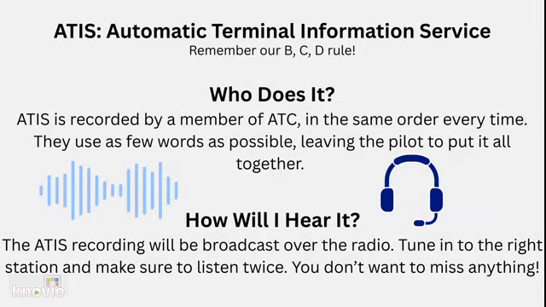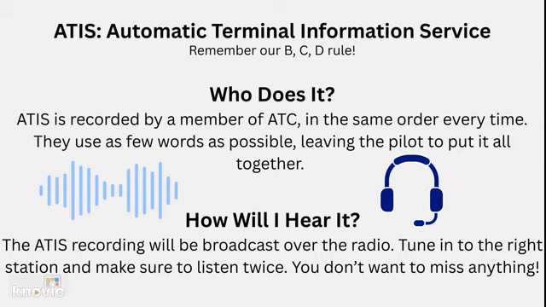ATIS stands for Automatic Terminal Information Service. Automatic is a bit misleading. In most cases, it's going to be recorded by a member of ATC. As pilots, we appreciate that because it means a real person has checked in and made sure the information broadcast is accurate. It is broadcast over the radios in our aircraft, so all the pilot has to do is tune in and listen. As with everything, try to check your work and check other people's work, and do it twice to make sure all the information you have is accurate.